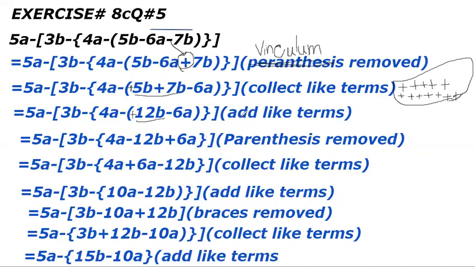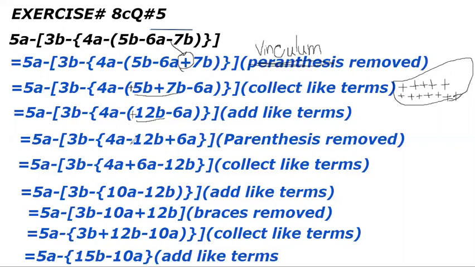Okay, so in this step what we have done is the addition of like terms. 5b plus 7b gives us 12b. In the next step, parenthesis removed. We will remove the parenthesis. You can see these parentheses. We have to remove the parenthesis in this step. And you can see that negative 6a is changed into positive 6a, and positive 12b is changed into negative 12b, and the parentheses are removed.